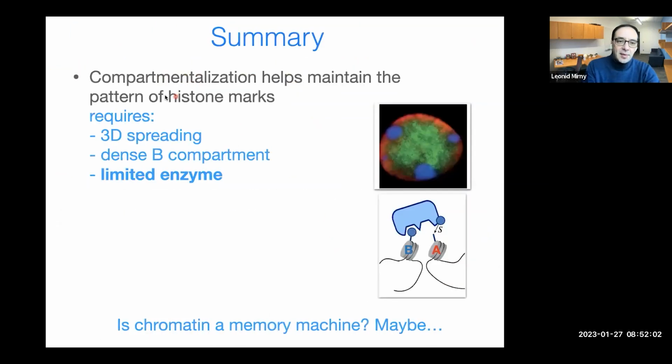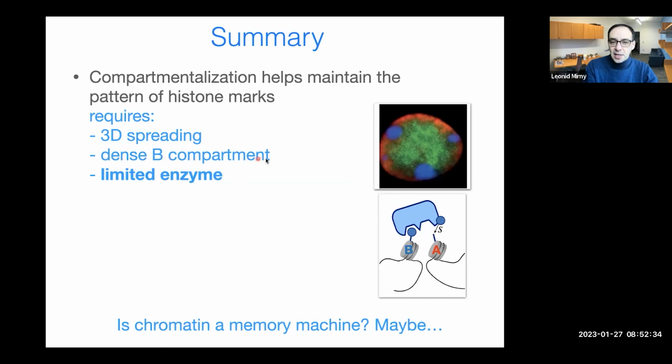To summarize, essentially what we found is that compartmentalization helps maintain patterns of heterochromatic marks. So it's not only that the pattern itself folds into heterochromatin, but this folding helps maintain the sequence. But there are three requirements. The first requirement is that you need 3D spreading. 3D spreading has been shown, but there are still very few examples that were convincingly demonstrated. So it would be great if, as a community, we continue examining the mechanism of spatial spreading of the marks.